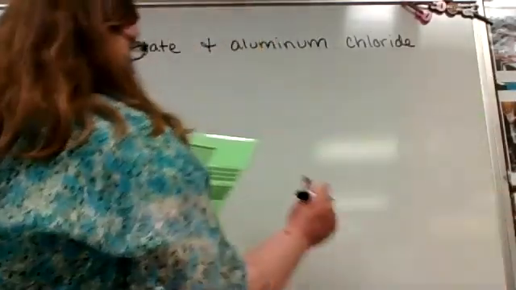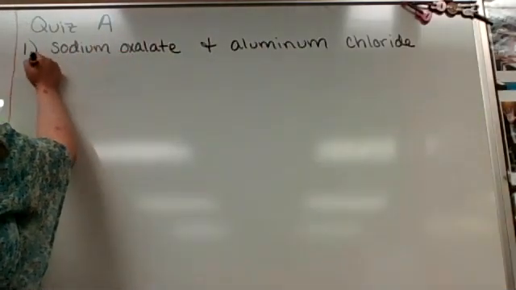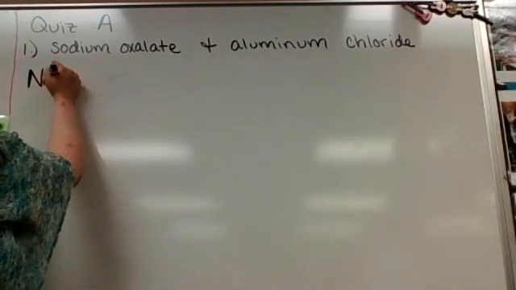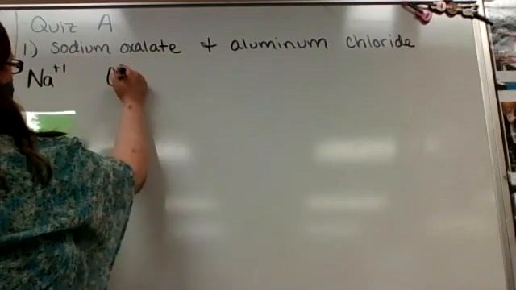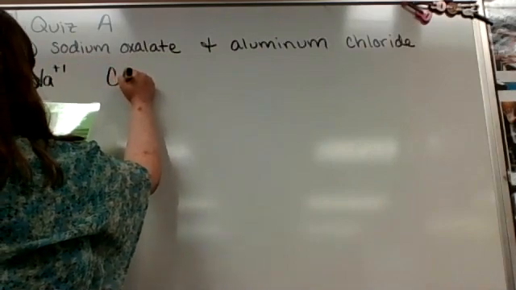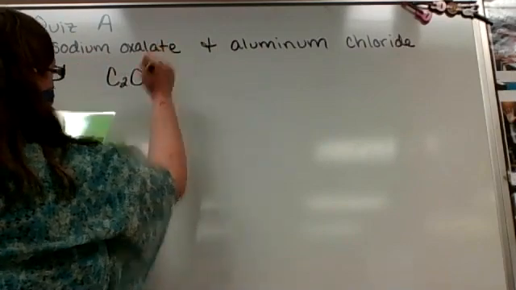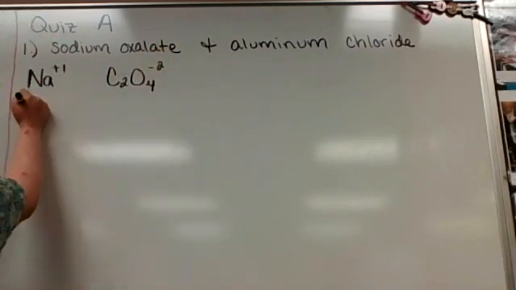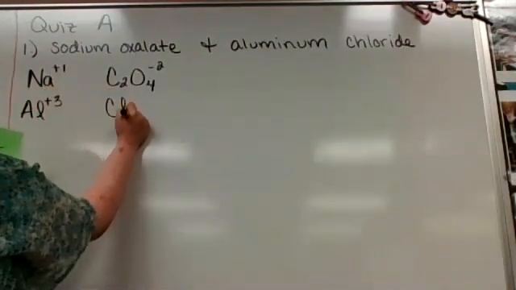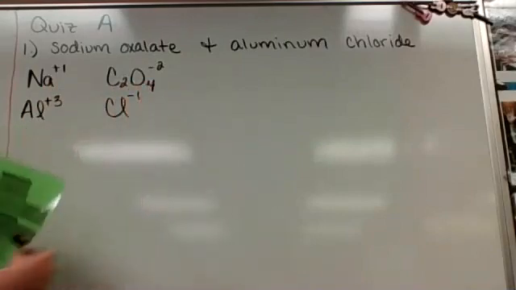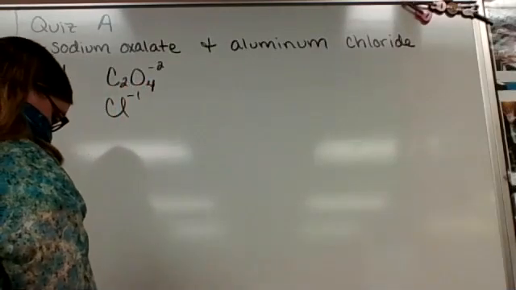All right, good. So sodium oxalate, we need to make our ions. Sodium is +1. Oxalate is C2O4 minus 2. And then aluminum chloride is really easy. All right, aluminum is a +3 and chloride is a -1. All right, so we go across for our reactants.